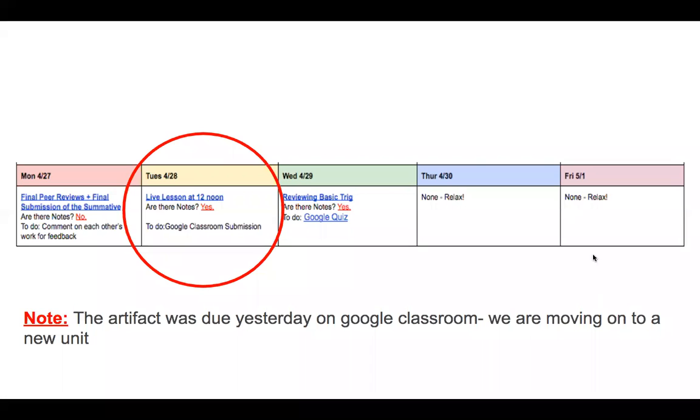If you still want to get your artifact proficient, it's up to you if you want to continue working on it, but you'll want to do it on your own time, since as a class we're going to be moving on to the new lesson, the new chapter. The artifact was due yesterday. I recommend that if you haven't submitted it yet, turn it in. Better late than never, so that I can give you a grade and also give you feedback on it as well.